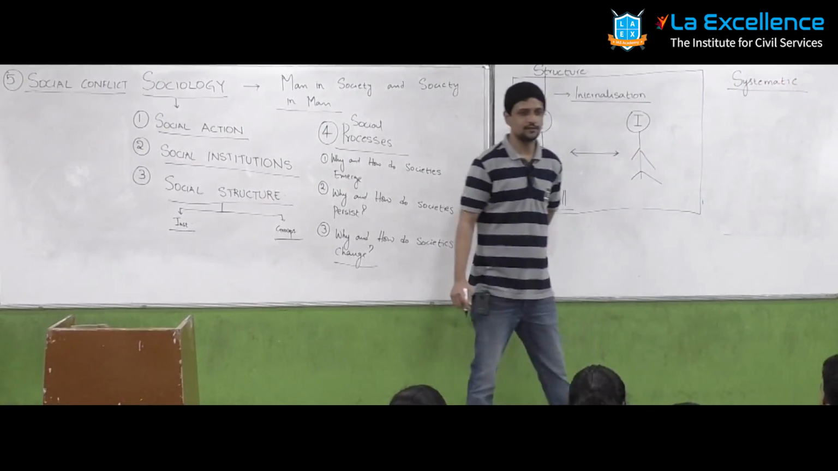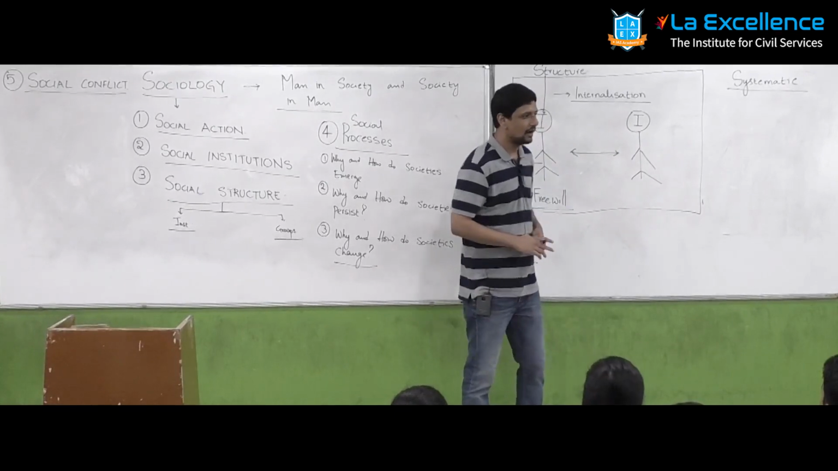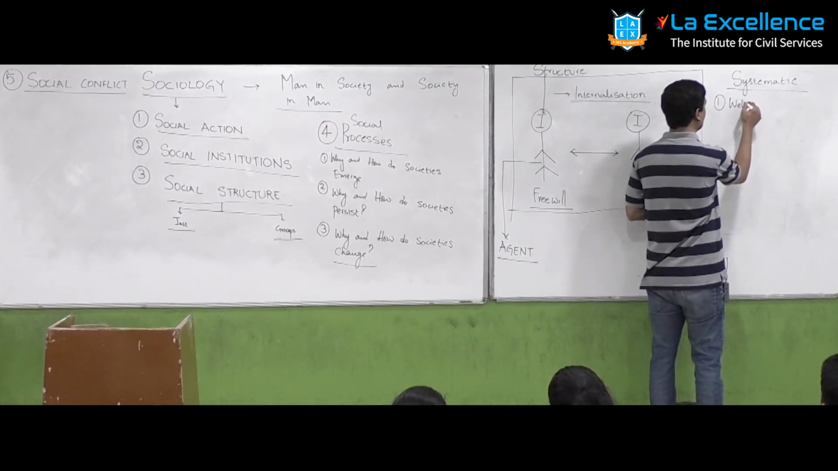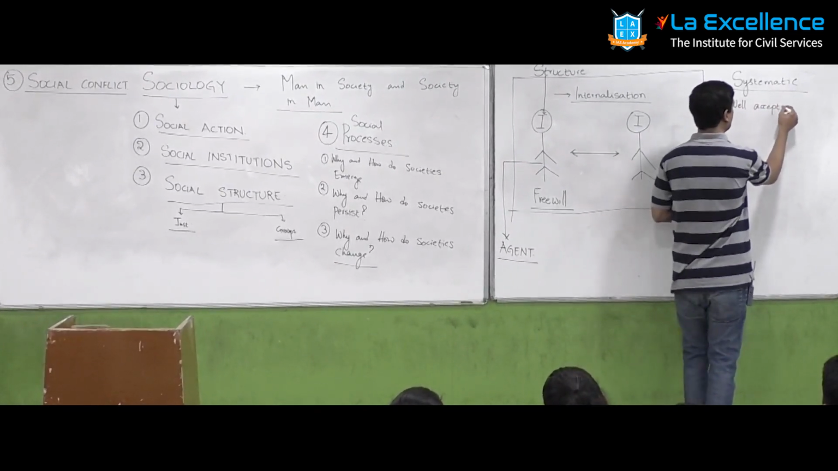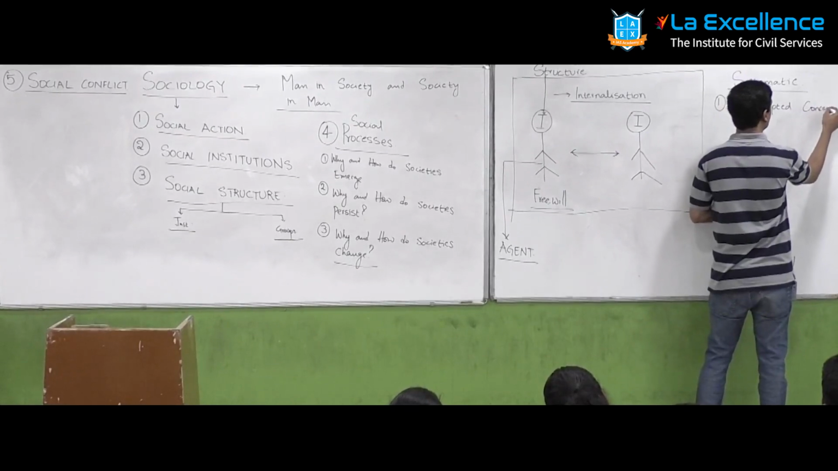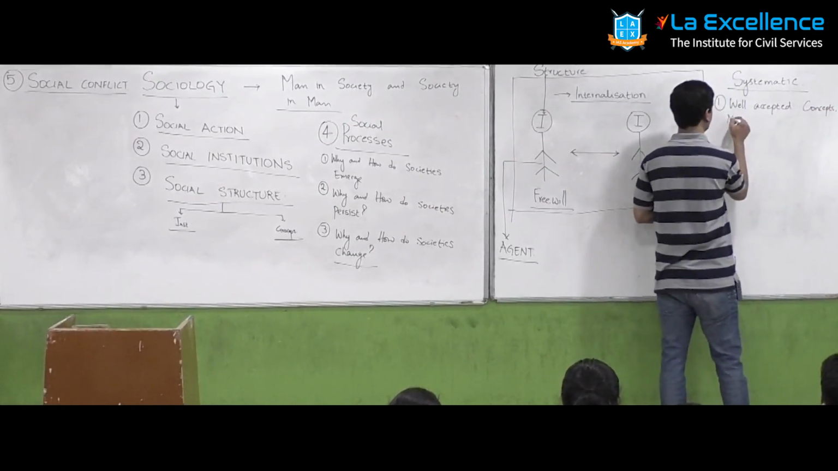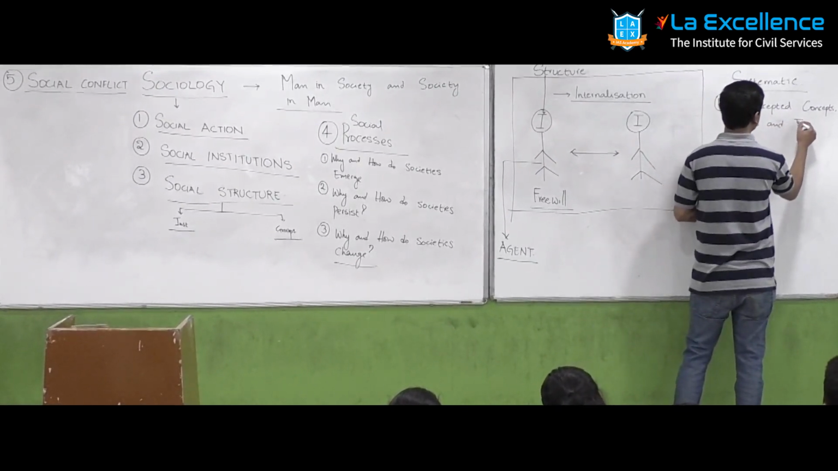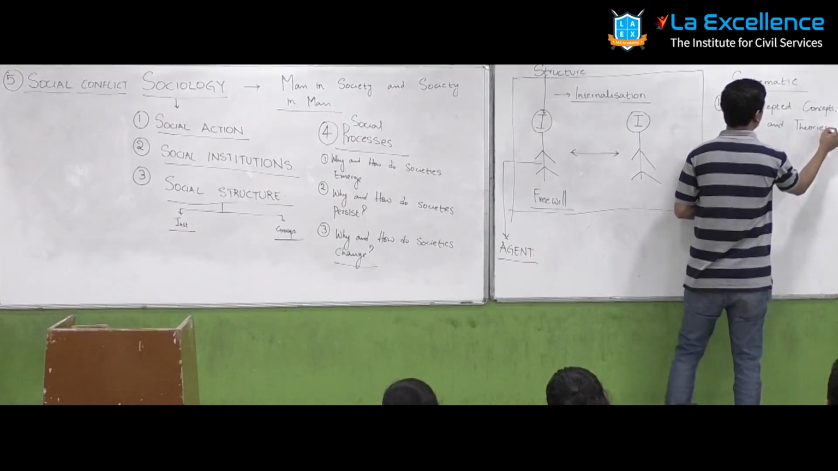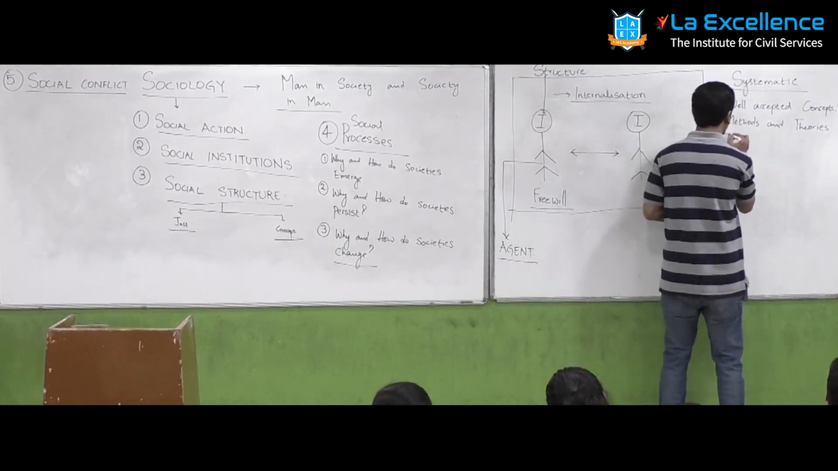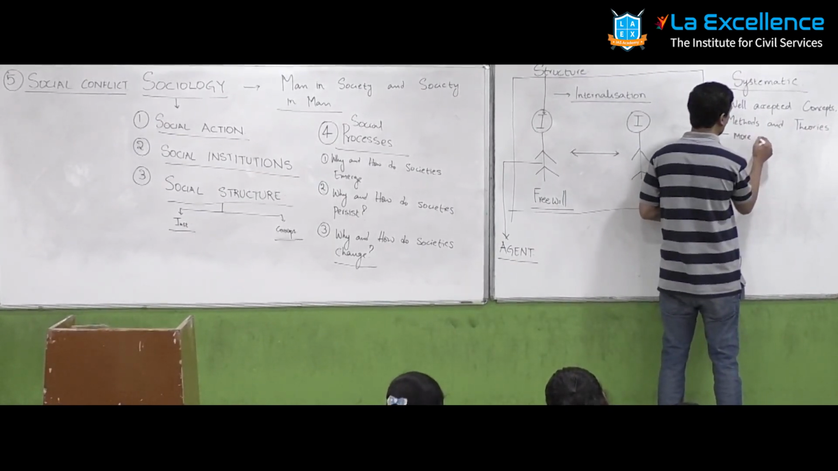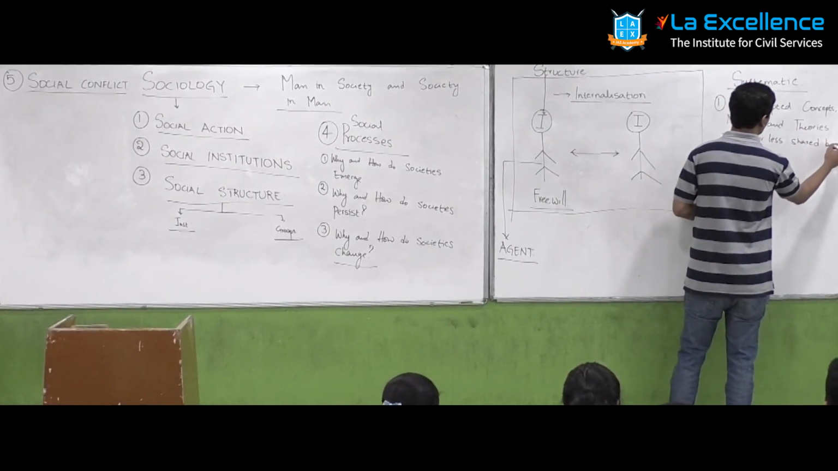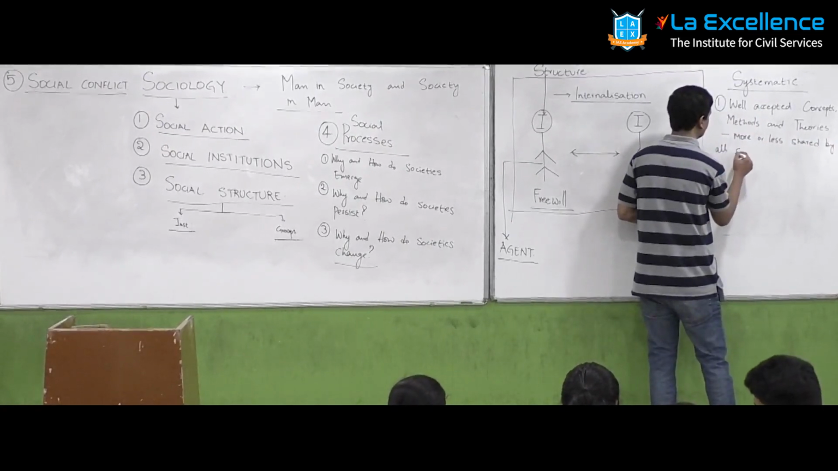Sociology as a systematic study of society. What do we mean by this? The first thing we mean is that there are some well accepted concepts, methods, and theories which are more or less shared by all sociologists.